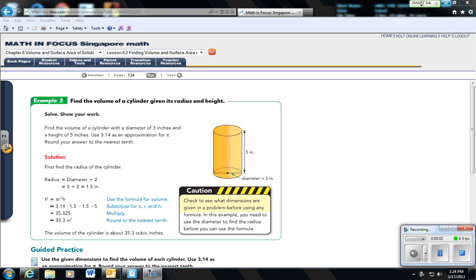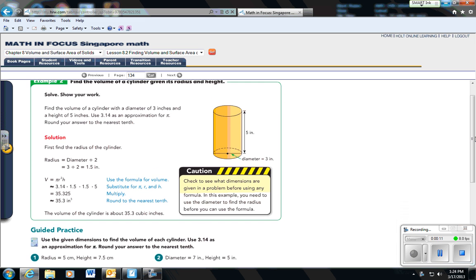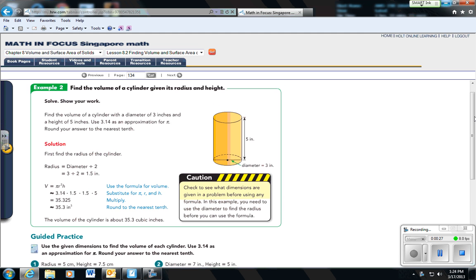These are the guided practice notes for lesson 8.2. First, if we look at the volume of a cylinder, the top and bottom are circles. If you cut a line down the body of the cylinder and unraveled it, you would have a square or a rectangular shape. On these problems, they're asking us to find the volume, which is how much it will hold.